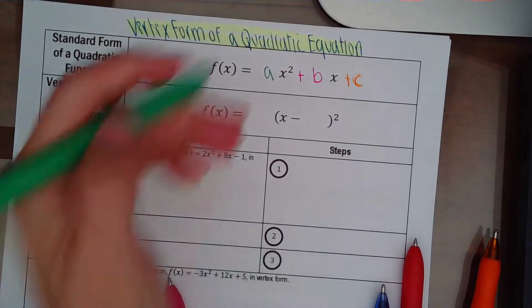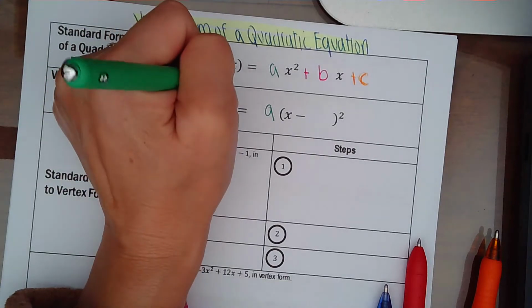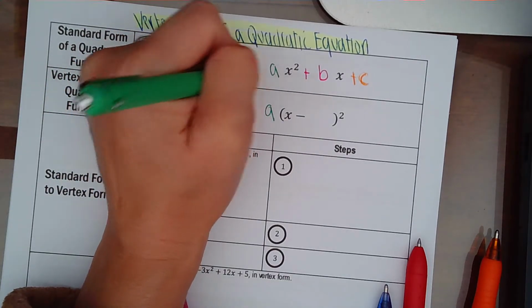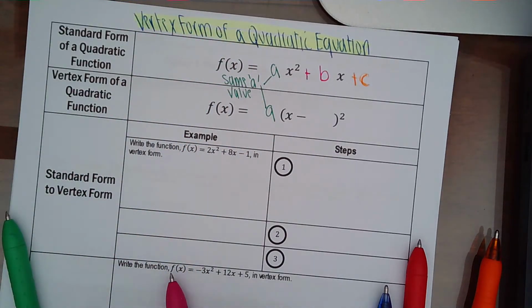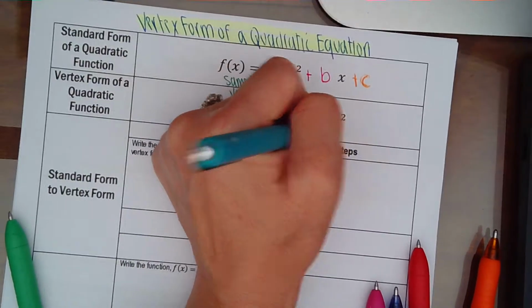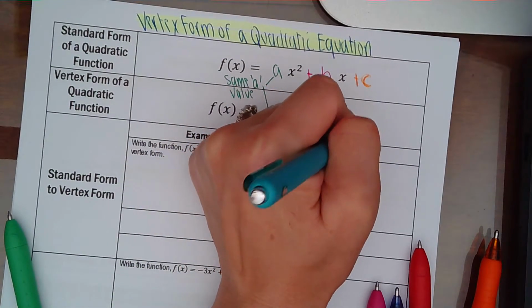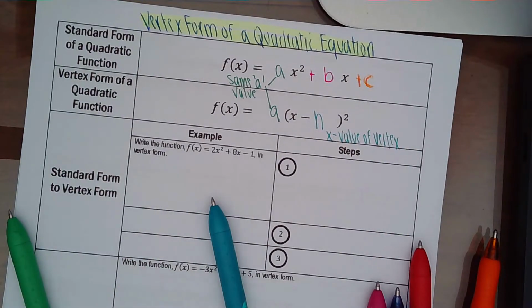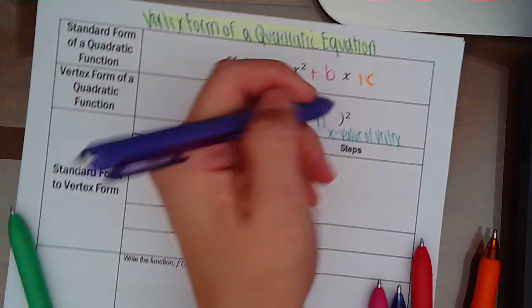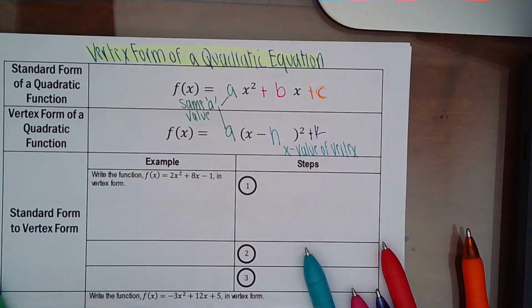Again, we're going to have an a. Same a value, that a value will always stay the same, whatever that a value is. So no need to stress there. Now, this is where it gets different. Minus h, x value of the vertex, and then plus k. And k is the y value of our vertex.